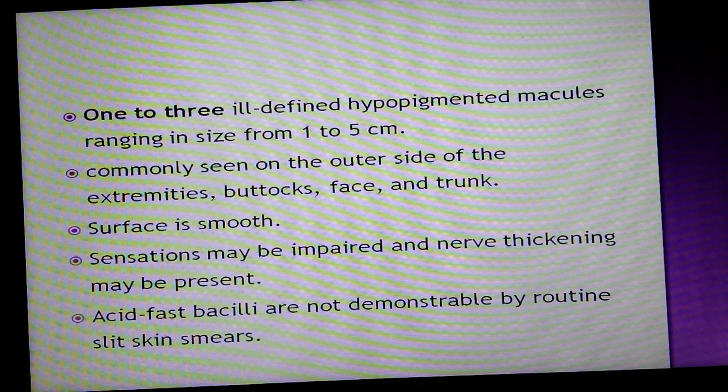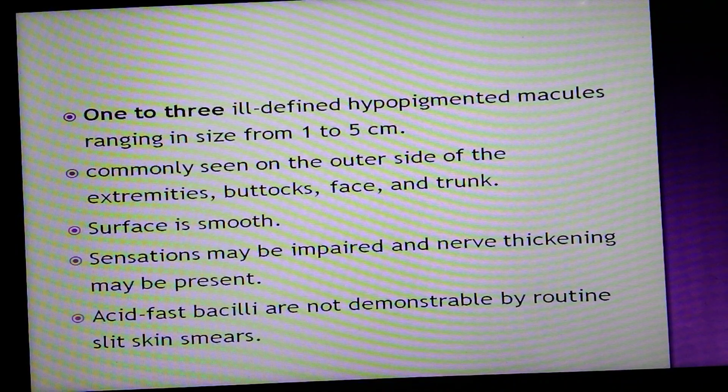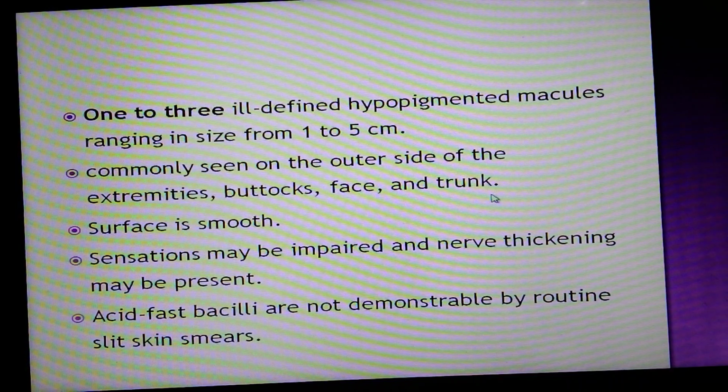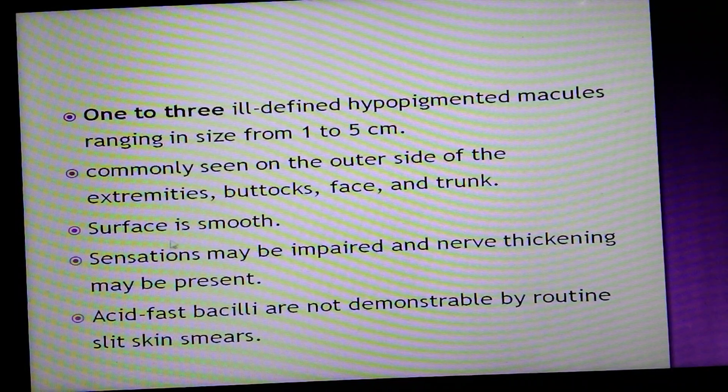Next, we can see it on the buttocks, the face and the trunk. What is the trunk? The trunk is the main part of the body that contains the chest, abdomen, pelvis and back. In such areas, leprosy can be seen. The surface will be smooth, sensations may be impaired, and nerve thickening may be present. Acid-fast bacilli are not demonstrable by routine slit skin smears.